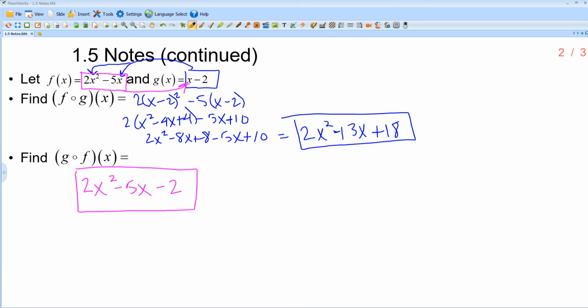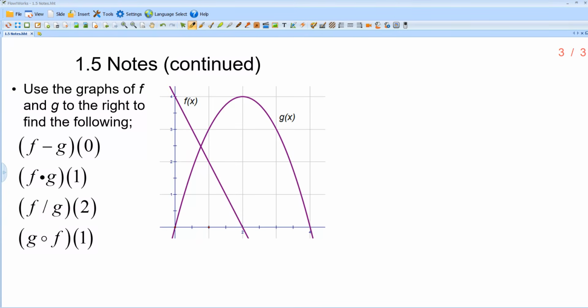And then the last thing we want to do is graphically be able to read these. So use the graphs of f and g to the right to find the following. Now the biggest thing with this is that you have to make sure that you're looking at the correct function. Here's my f function. Here's my g function. What I see a lot of people doing, just to help themselves out, is color coding this. So being like, okay, here's my f function.